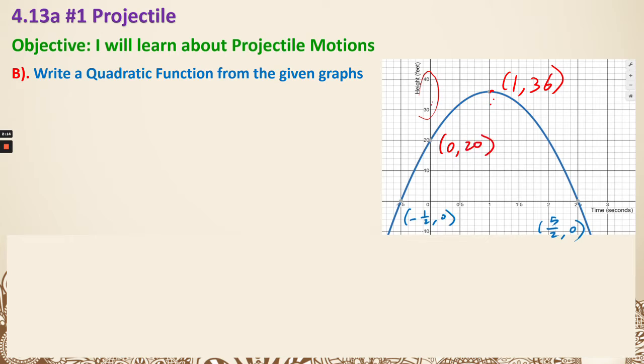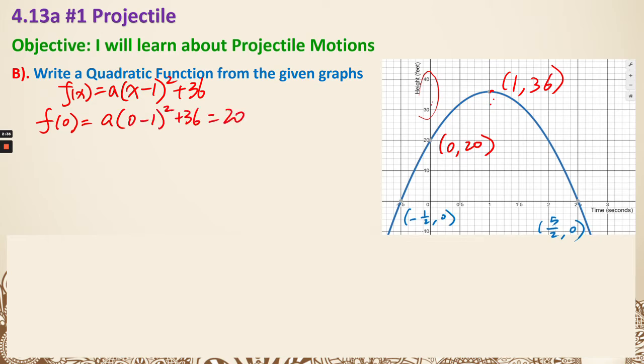I'm going to try setting up as a vertex form for this one. f of x equals a times, in vertex form, x minus 1 squared, then that 36 on the end is a plus 36. Now I'm going to plug in (0, 20). So f of 0 is a times 0 minus 1 squared plus 36 equals 20.